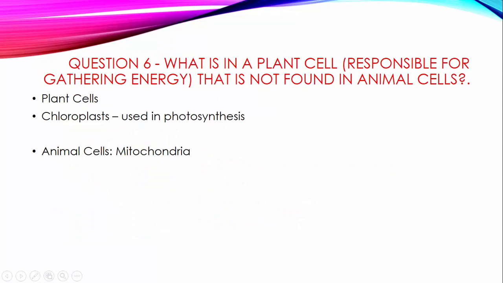All right, moving on. Number 6. What is in a plant cell that is responsible for gathering energy that's not found in animal cells? Well, in plant cells, you're going to find chloroplast, and that's used in photosynthesis. In animal cells, you have mitochondria, which breaks down the food. Plants have mitochondria too. I was just throwing out animal cells have mitochondria because you're going to be seeing that in the next unit. And really what you need to know for this is that plant cells have chloroplast that's used in gathering energy that is not found in animal cells.